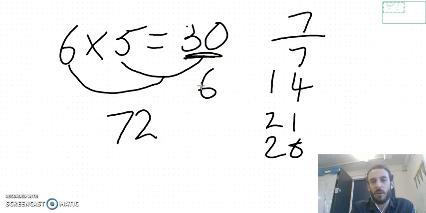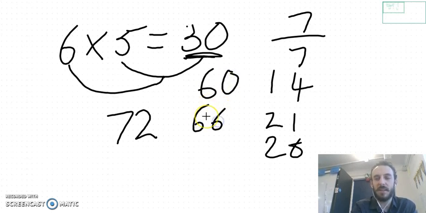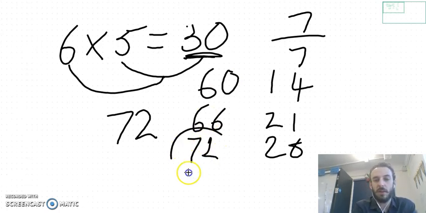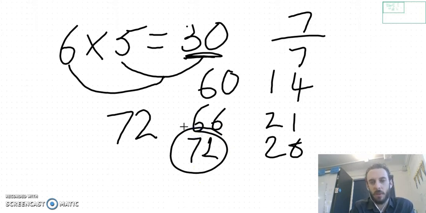And you can do a straight shortcut too. 6 times 10 is 60. 6 times 11 will be 66. 6 times 12 will be 72. So I know for a fact that 72, yes indeed, is a multiple of 6. Because when I've multiplied 6 by a number, I'll get to 72 eventually.